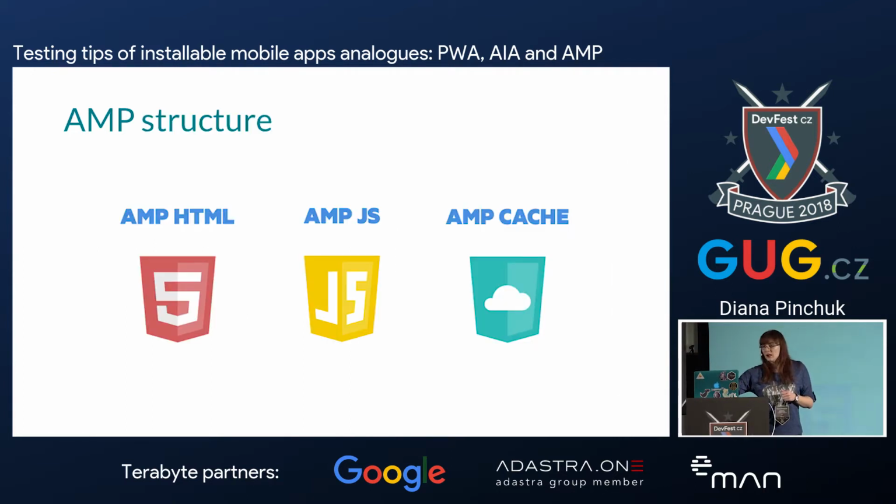Why is it happening? AMP has special AMP HTML. Actually, all the HTML tags have a special AMP part. Like, for example, the image tag looks like AMP image. It has specially lightweight, optimized JavaScript and a special cache which saves all the data, and that's why it could be accessed immediately.